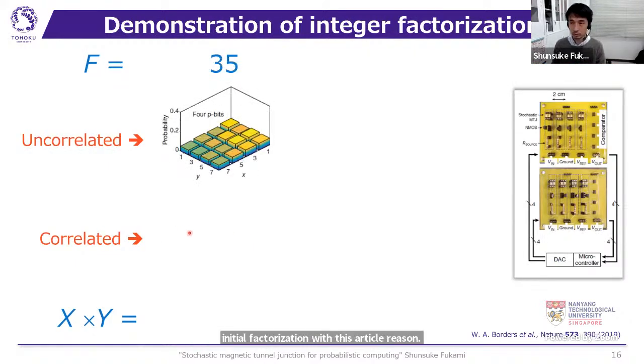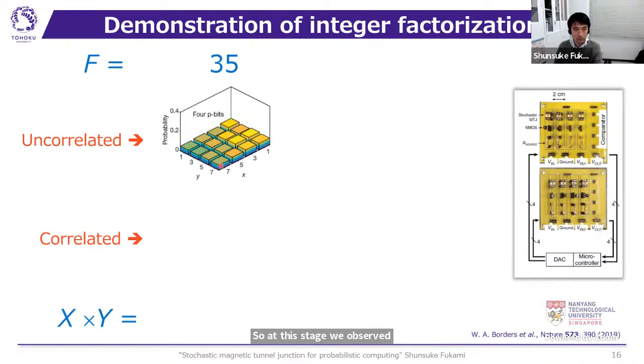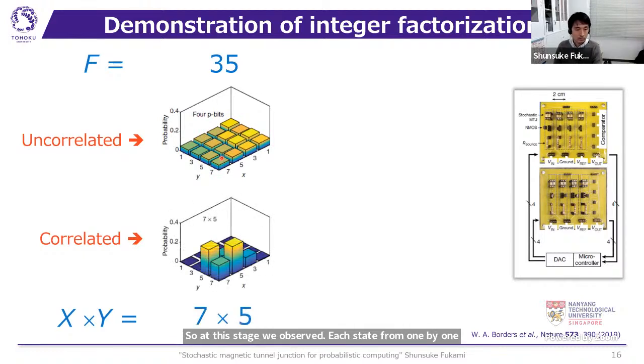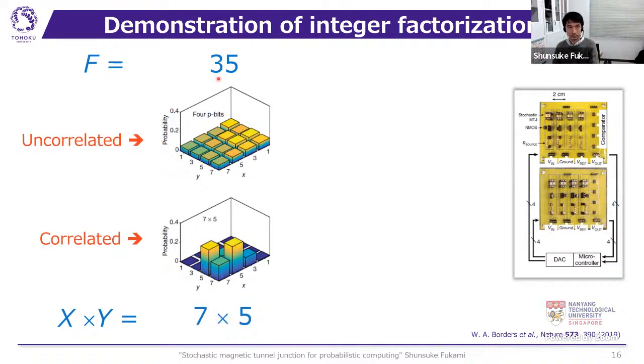Okay, so let me show the experimental results. First we tried to factorize 35 using 4 p-bits. This shows the histogram before we turned on the correlations. At this stage, we observed each state from 1 by 1 to 7 by 7 with almost equal probabilities. But once we turned on the interactions or the correlations, we observed higher peaks for 5 by 7 and 7 by 5, which are exactly the factors of 35.